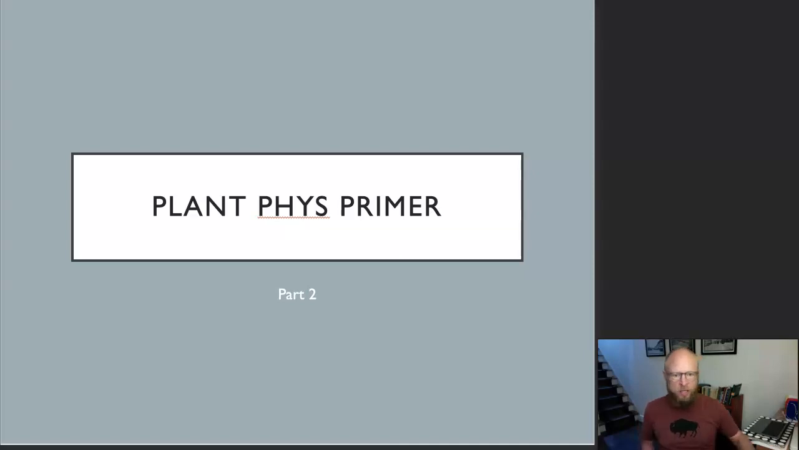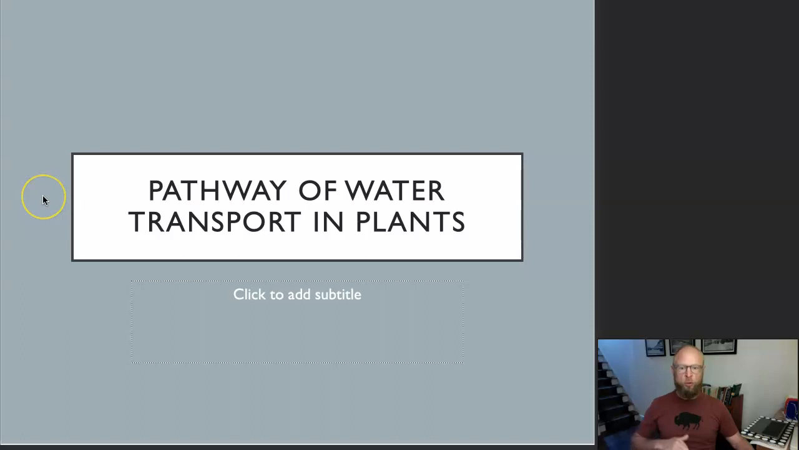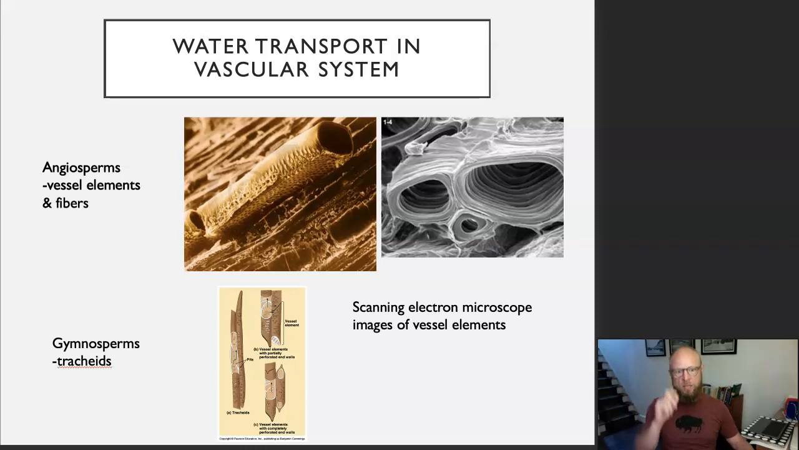Okay, now we're going to shift our focus from the mechanisms driving water movement to the actual pathway that water is moving through as it makes its way through a plant. And the vast majority of the pathway is made up of cells that are a part of the vascular system. So the vascular system is just the generic name for that tissue that is transporting water. And there's a couple specific types of cells that we're going to talk about.